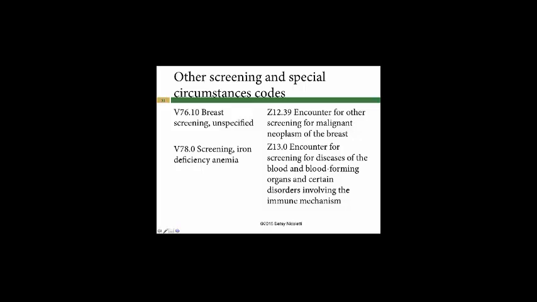So here's some examples. Encounter for other screening for malignant neoplasm of the breast, Z12.39. Screening for anemia gets a code that is less specific. Z13.0, encounter for screening for diseases of the blood and blood-forming organs and certain disorders involving the immune mechanism. So it's a little more inclusive than the equivalent of V78.0, screening for iron deficiency anemia. There's no more specific code in ICD-10 for screening for iron deficiency anemia.